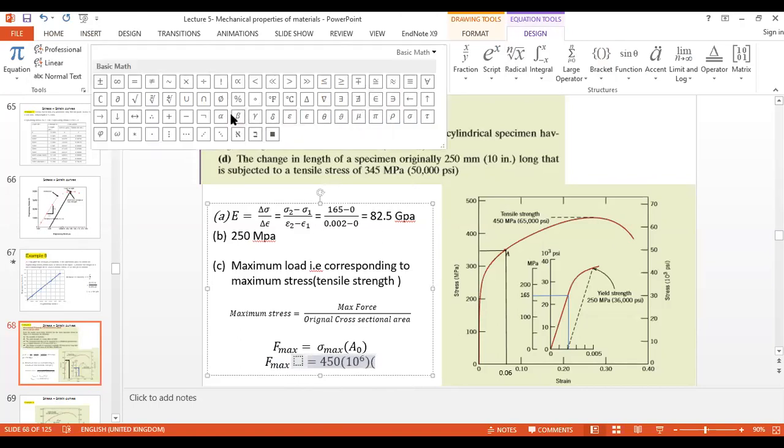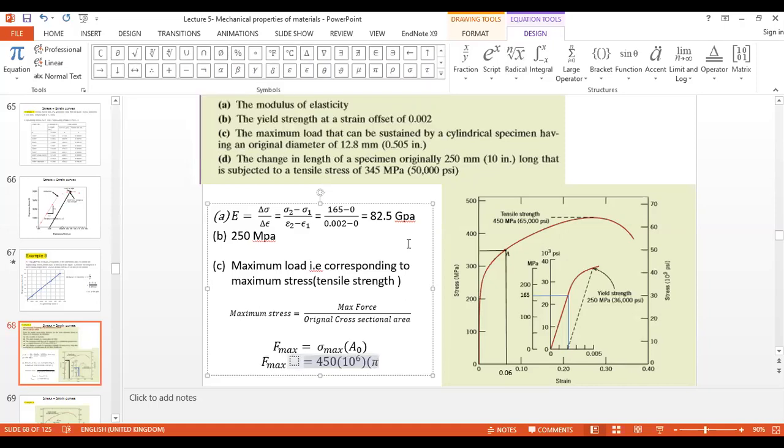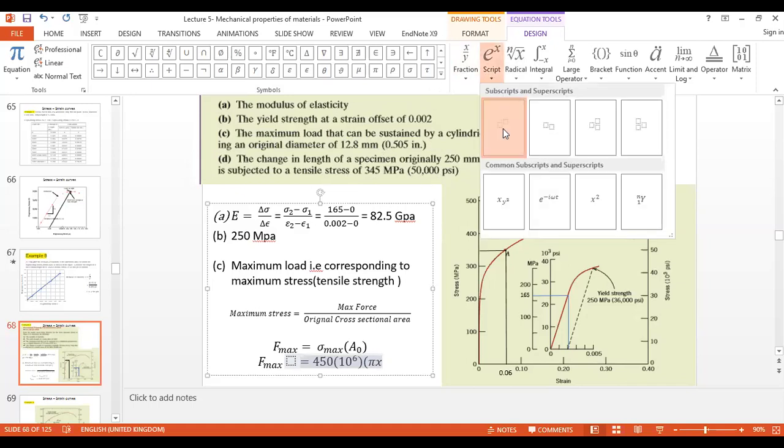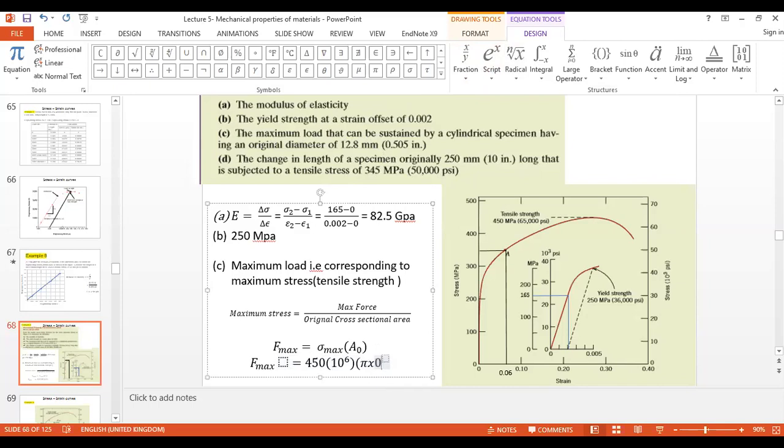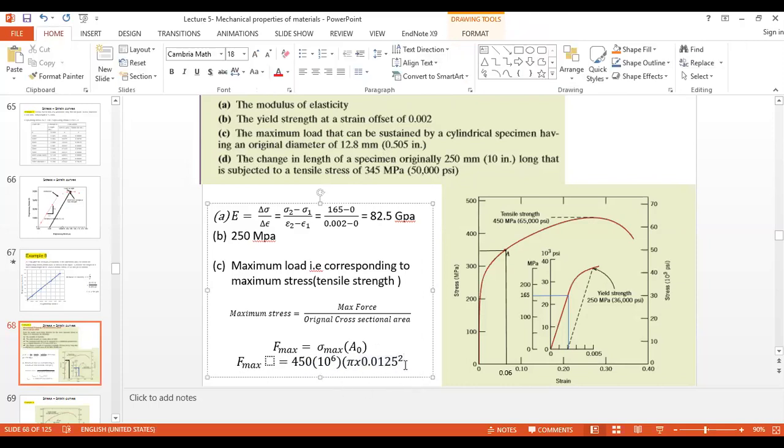Cross sectional area, you have to put that pi into D squared over 4, D is diameter 12.8 millimeter, right? So you can put 0.0128 to the power 2 divided by 4, right?